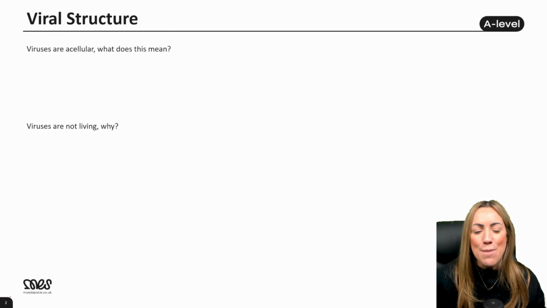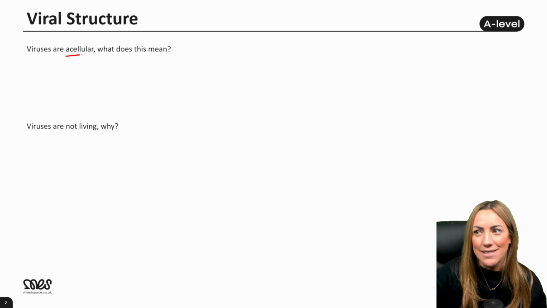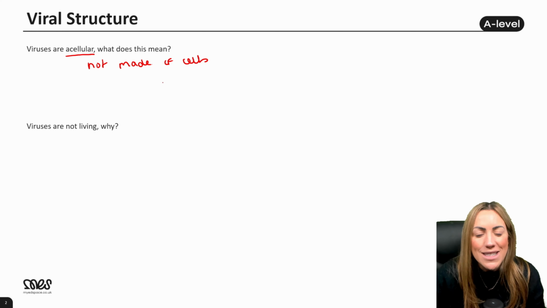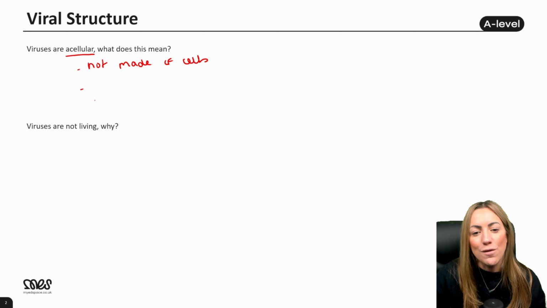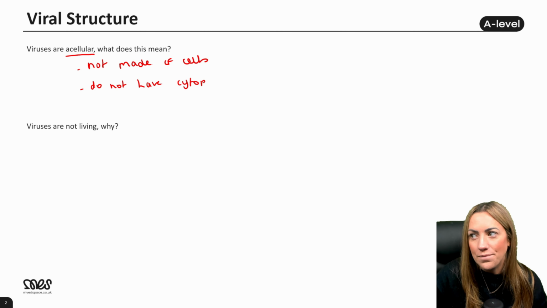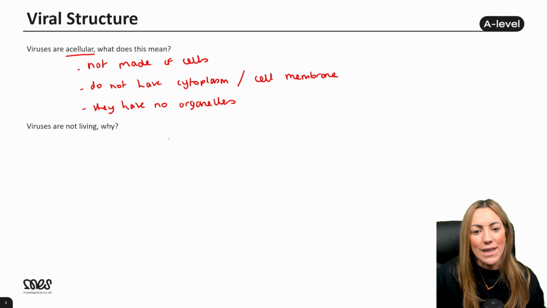I don't know whether you've seen it, but viruses are acellular. What does this mean? So many students did not know what acellular meant, but it basically means that viruses are not made of cells. Okay, that's all it means. They are not cells. Now, there are alternative ways that you could have got this mark when this question came up on the exam. So you could have said things like, they do not have cytoplasm. They do not have a cell membrane. Or you could say they have no organelles.